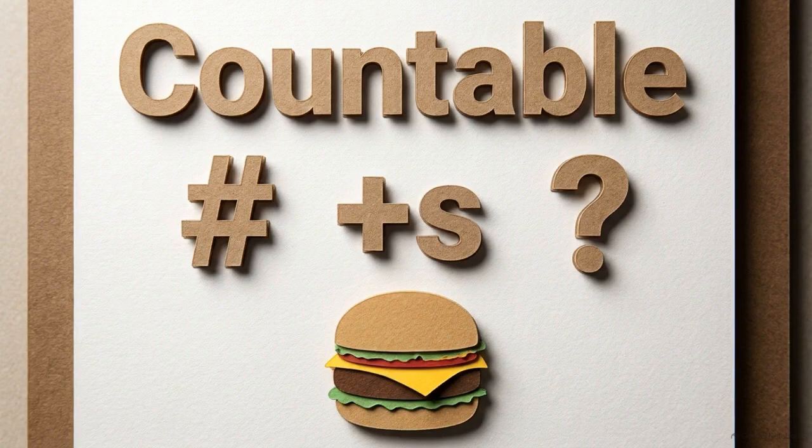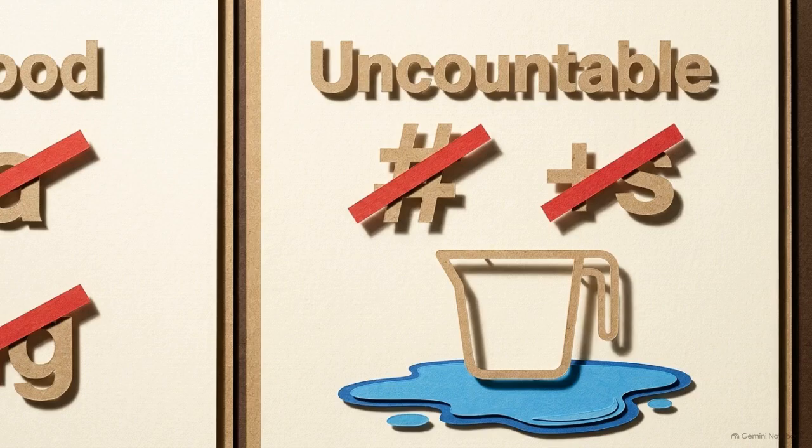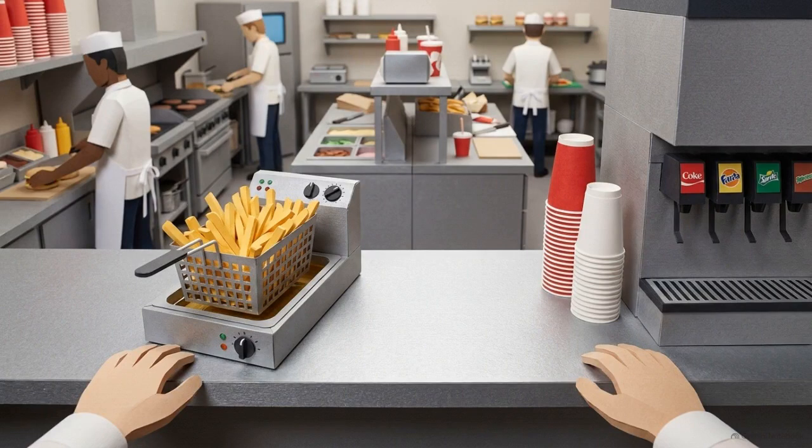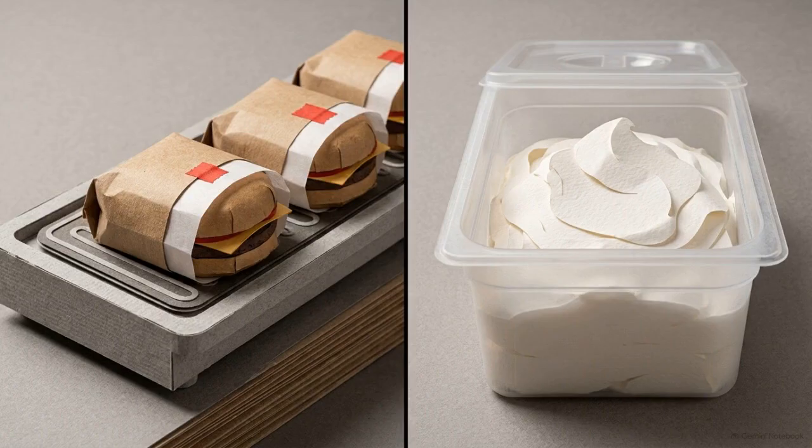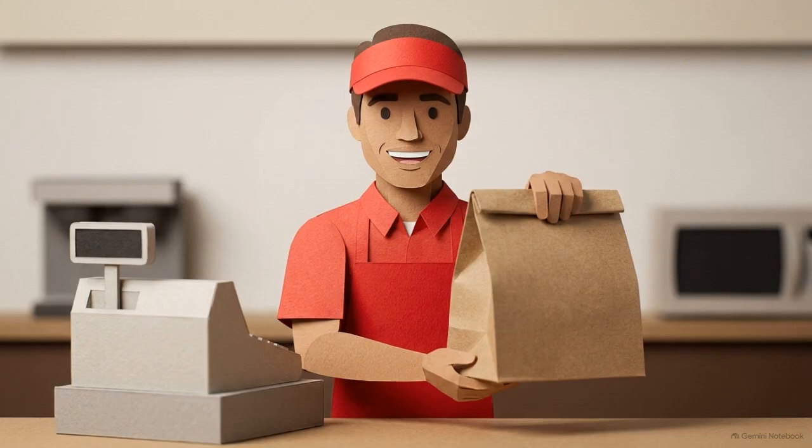To sum it up, here is your cheat sheet. Countable nouns take exact numbers, plural S's, a or an, and how many. Uncountable nouns take no numbers, no plural S's, the word some, and how much. During your next shift, look around the kitchen and the counter. Start mentally sorting the items you see into these two groups, and you'll master the rules in no time.